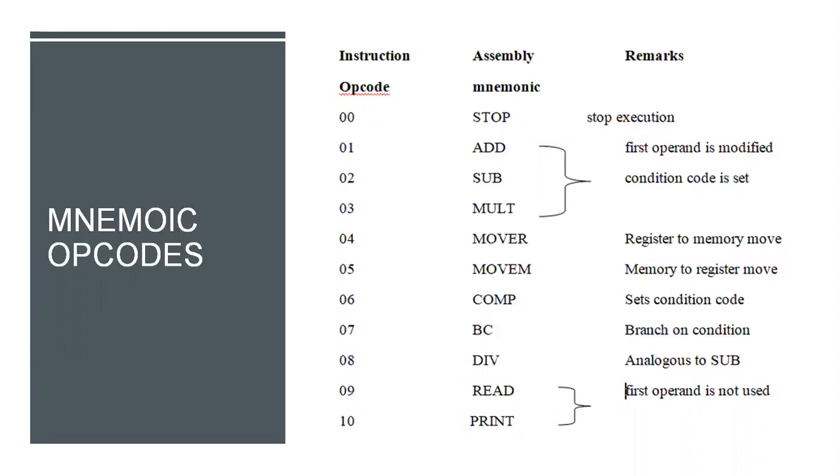06 is comp. Comp means compare. Condition code is set here. 07 is nothing but branch on condition, BC. For branch on condition, the conditions you know are less than, greater than, less than or equal to, greater than or equal to, and not equal to. 08 is nothing but division, same as sub, and 09 and 10 are nothing but read and print. Here for read and print, the first operand is just eliminated because reading and printing of a register is not there. Reading and printing of a particular symbol is there. So operand 1 is eliminated.